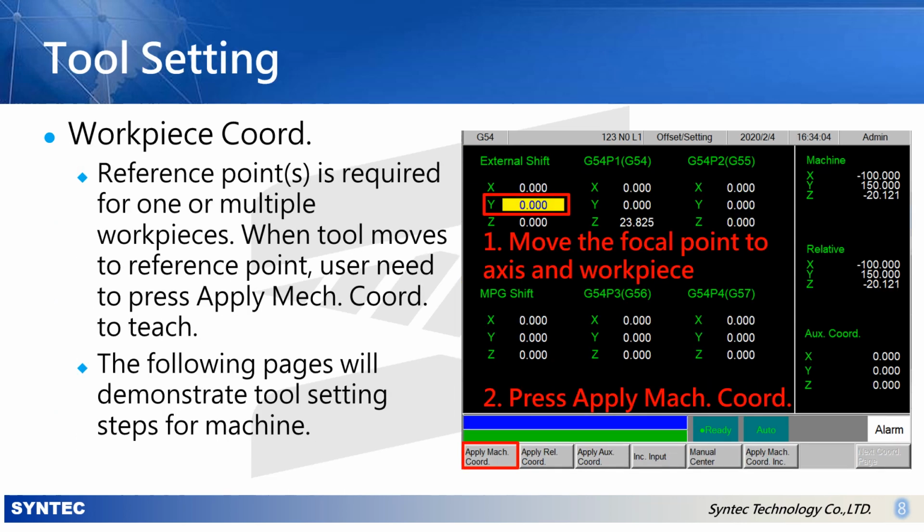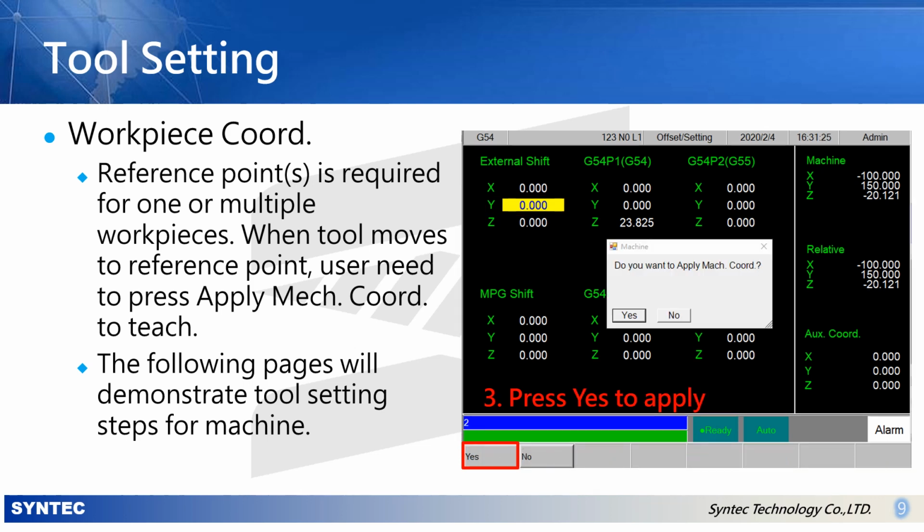Reference points are required for one or multiple workpieces. Use 21 series controller with 8 function keys. For example, user needs to press F3 Offset Setting on main screen. Then press F1 Workpiece Coordinates and move focal point to the axis to teach. At this moment, tool should move to the reference point, which is usually at the edge of workpiece. Then, press F1 Apply Mechanical Coordinates. And press F1 to confirm coordinate teaching.